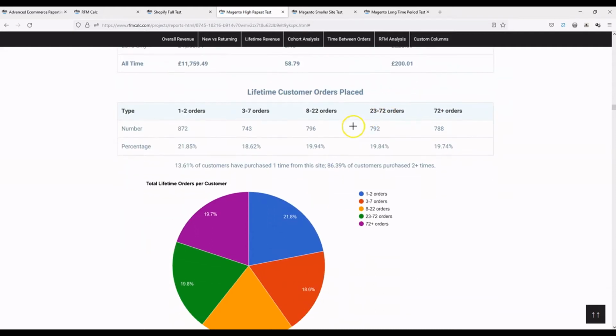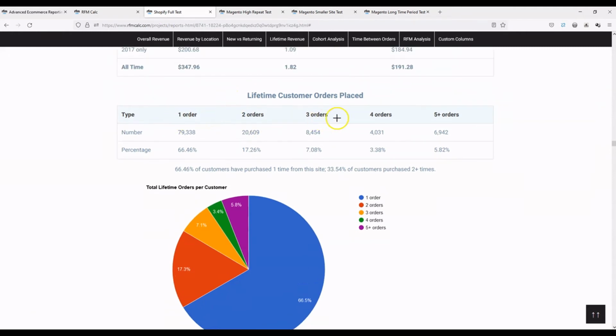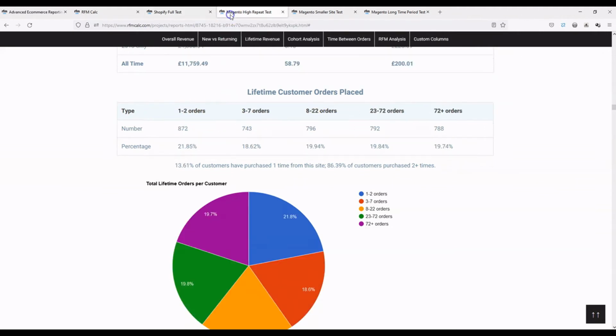But what you can see here on the lifetime customers order placed table is, as you'll notice on Shopify, this is the Shopify example, we go 1, 2, 3, 4, 5 orders. Now that's pretty standard because most e-commerce sites aren't having a massive amount of repeat business. In terms of volumes, for a lot of e-commerce sites, most people will only place 1 order. But you can see on this site, because they have a high repeat rate, it's split into different bands. So RFM Calc will calculate these order brackets automatically for you.